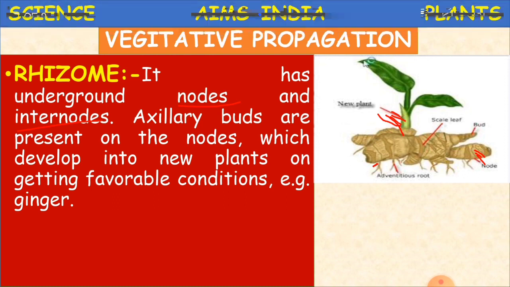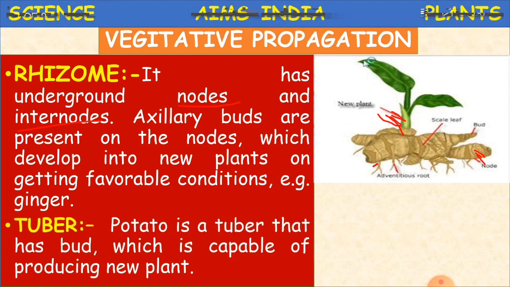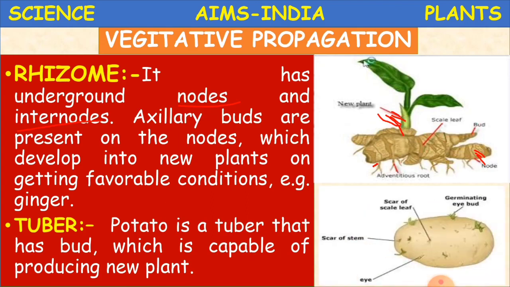Okay, children. Now we'll see about the tuber. And what is a tuber? Potato. Potato is a tuber that has a bud which is capable of producing a new plant. So see here the picture of a potato. It is a tuber that has a bud, which is capable of producing a new plant. See here, children. Can you see the buds here, which have grown on the potato?